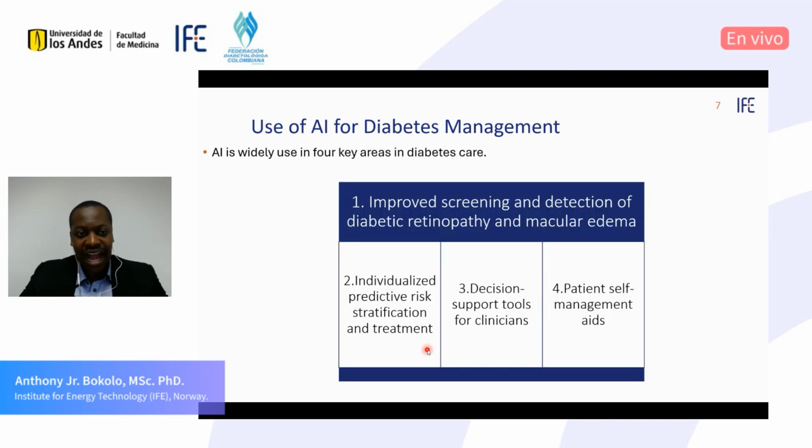And as we can see from the slide, AI has already been used for diabetes management by different practitioners, mostly in four main areas. It has been used to improve screening and detection of diabetic retinopathy and macular edema. This is for patients that have retinal disorders. AI has been used to detect and recommend treatment. AI has also been used for predictive risk stratification and treatment. So it has been used to predict risk. Stratification is for a particular population or a particular set of people.